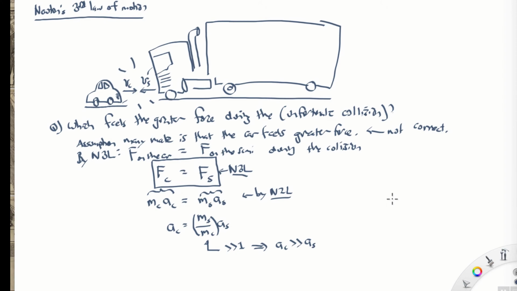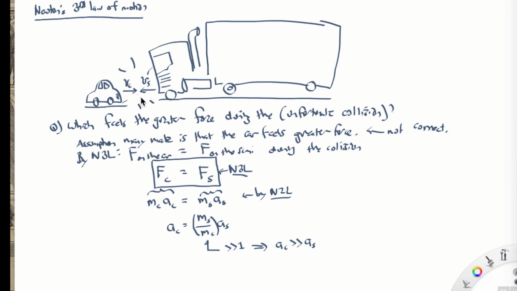What we're saying here is although both objects, the car and the semi, feel the exact same force, they respond to that force very differently. That is, the car experiences an enormous acceleration, whereas the semi experiences a relatively small acceleration. So we can hold to our common sense intuition about the response of things to force and still hold to Newton's third law and Newton's second law of motion.